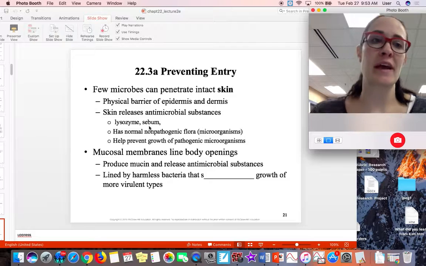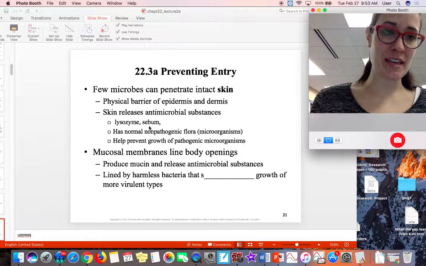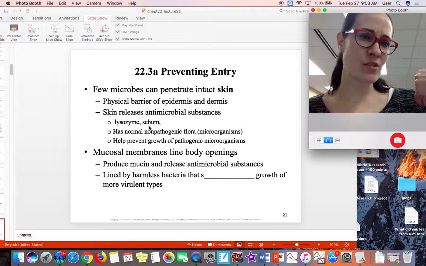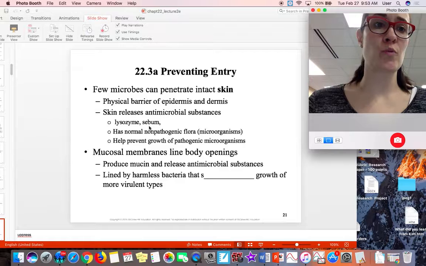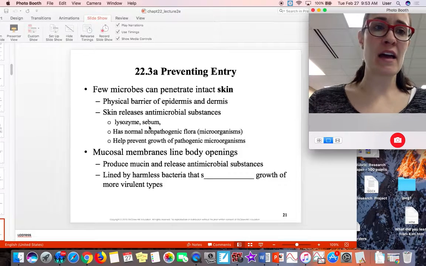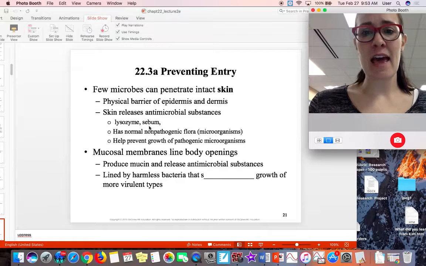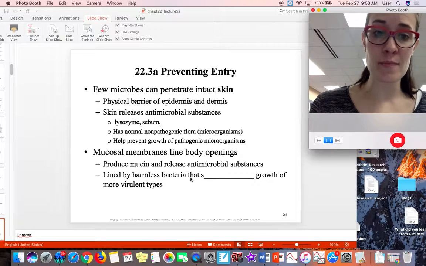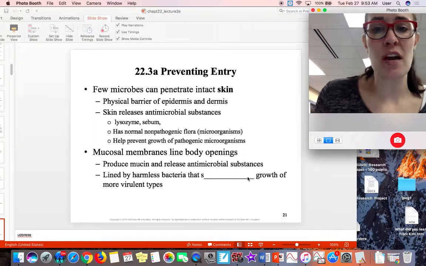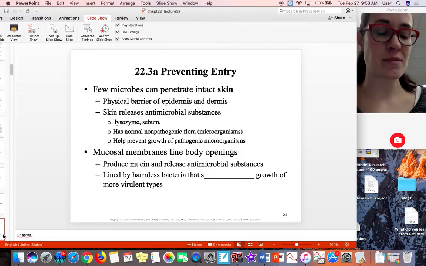Also, the mucous membranes. So mucus is sticky, and it traps things and sweeps it down to your stomach if it gets caught in your nasal passage, so the stomach acid can destroy it. The mucus itself has antimicrobials in it, and the mucus has harmless bacteria, and then the word here is suppress the growth of more virulent types. So that would be the types that could harm you more.